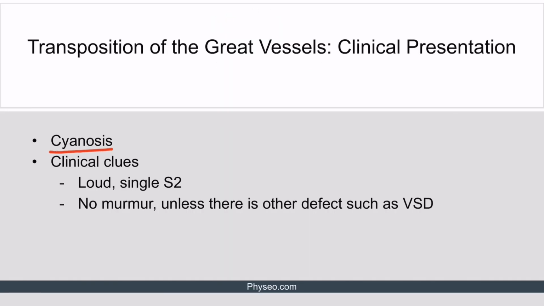Cyanosis is the most common clinical finding but is not specific. The cyanosis shows no response to supplemental oxygen and is not affected by exertion. Other clinical clues include auscultatory findings such as a loud and single heart sound. Usually there is no murmur, unless there is another defect such as ventricular septal defect.